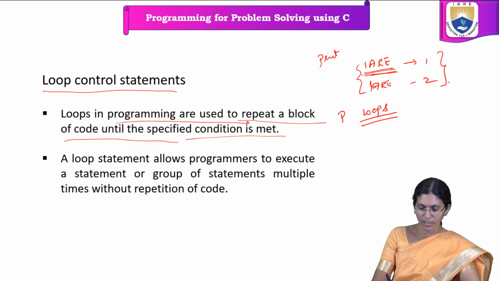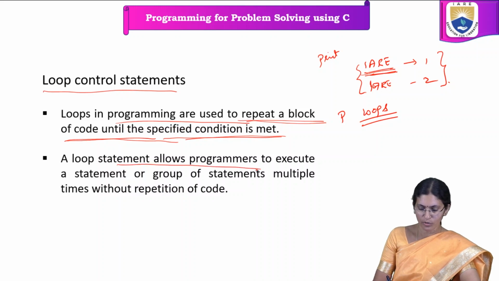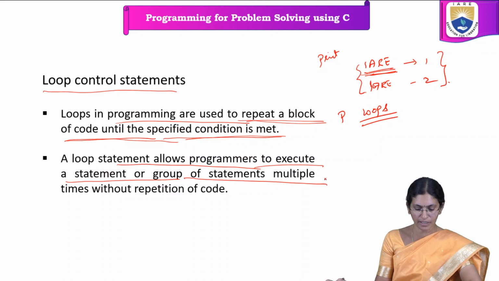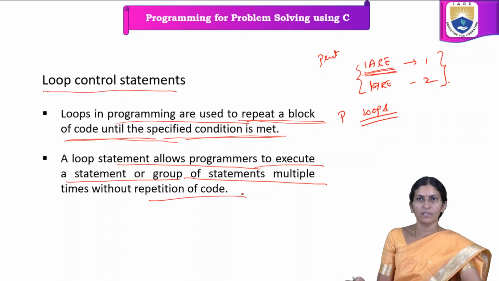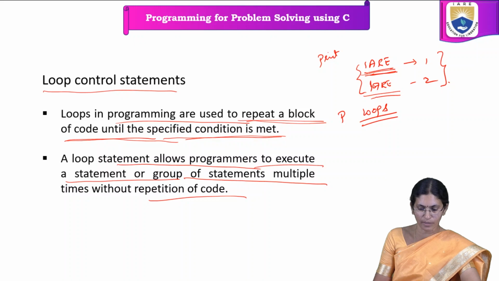Loops in programming are used to repeat a block of code until the specified condition is met. A loop statement allows programmers to execute a statement or group of statements multiple times without repetition of the code. When you repeat the same code 100 times or 1000 times, the length and the complexity of the program increase. In order to avoid all these disadvantages, we use loops in C programming.